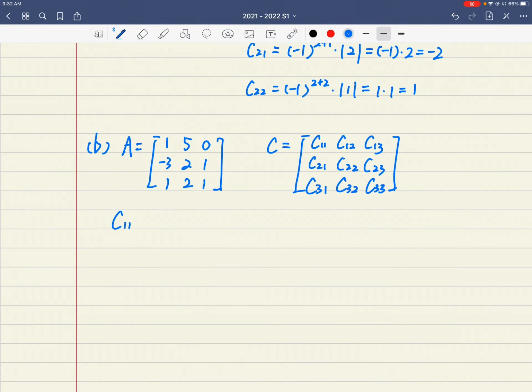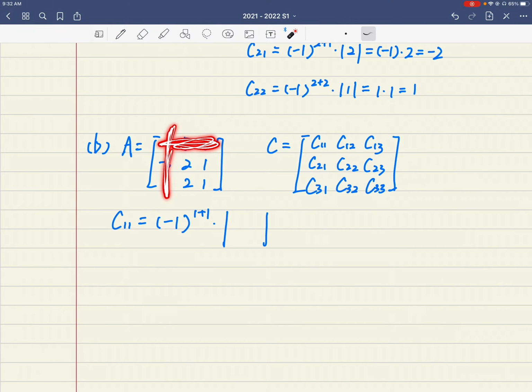So again, C11, it's -1 to the power of i plus j times the determinant of A after you've deleted the first row and the first column, because now i is 1, j is 1. So you have this square of numbers left. Okay, this is a 2 by 2 matrix.